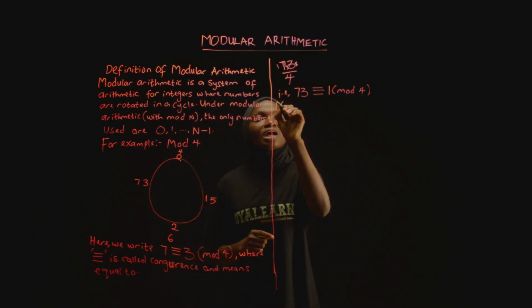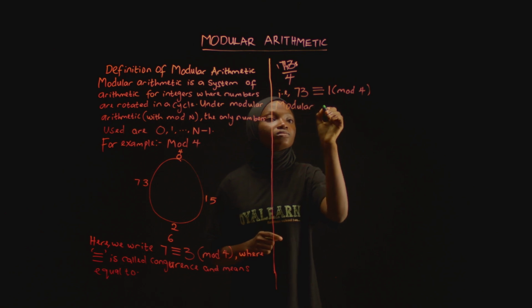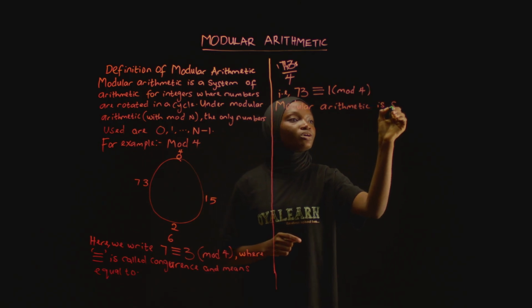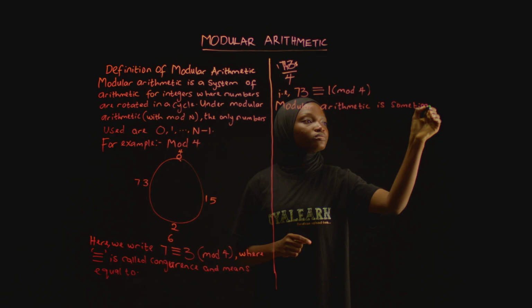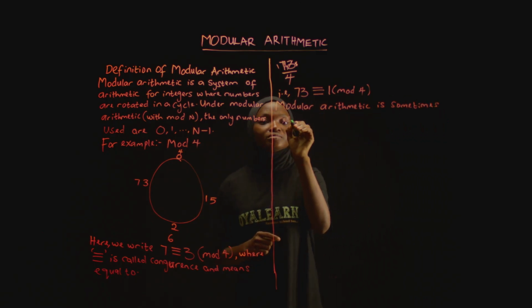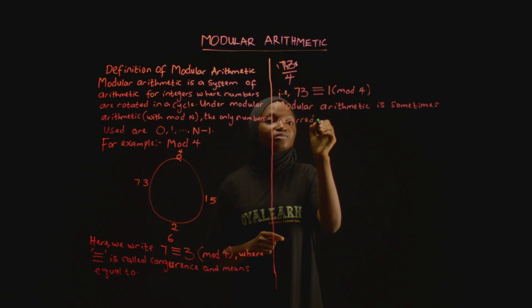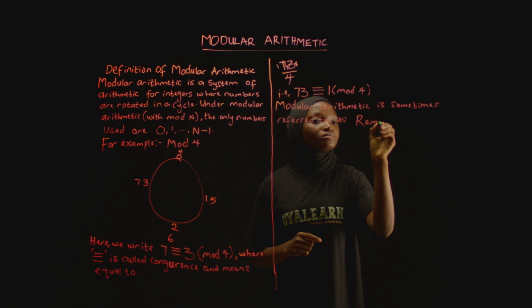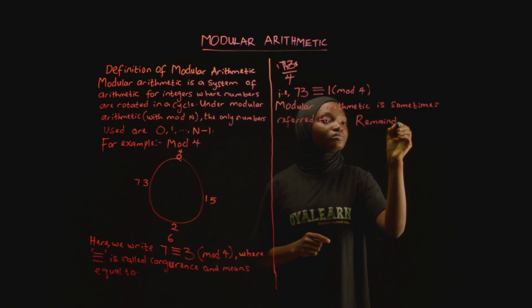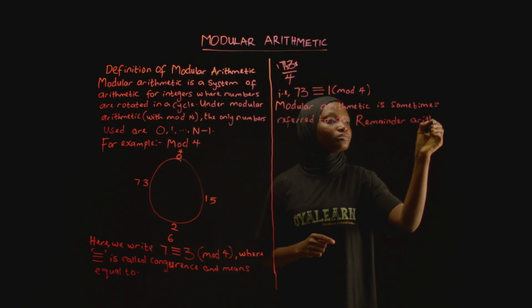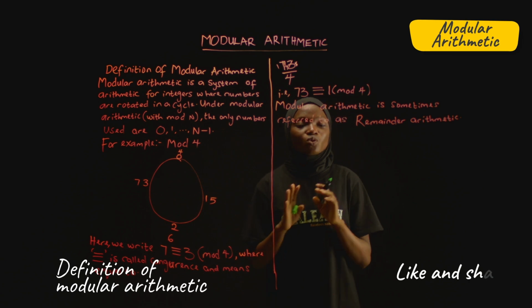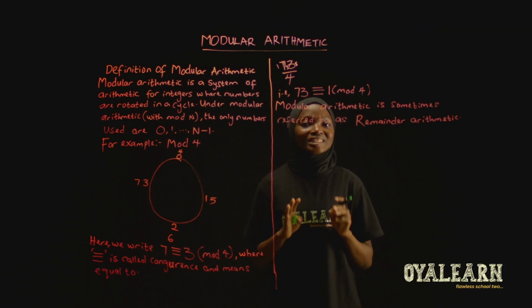So, modular arithmetic is sometimes referred to as remainder arithmetic, since any number we pick is equivalent to the remainder when that integer is divided by the mode.